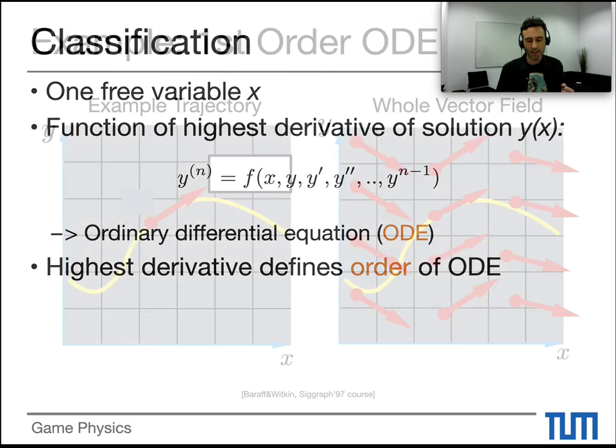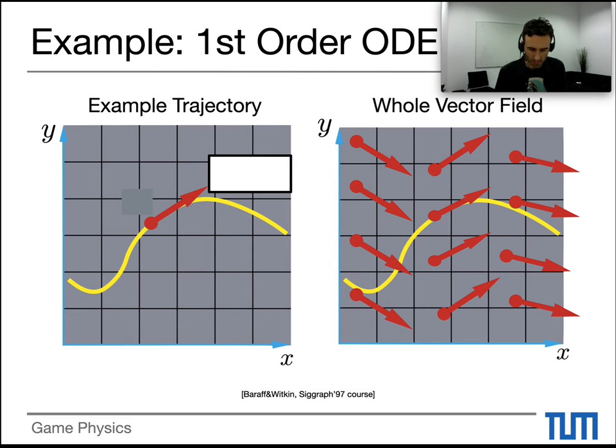For this case, here's f of x, y, we can actually look at it in this plane. Keep in mind we're looking at different values of x and y. This is not just a simple 1D function, but we have all these points in our plane, and for each of the points, this function f gives us a derivative of y.